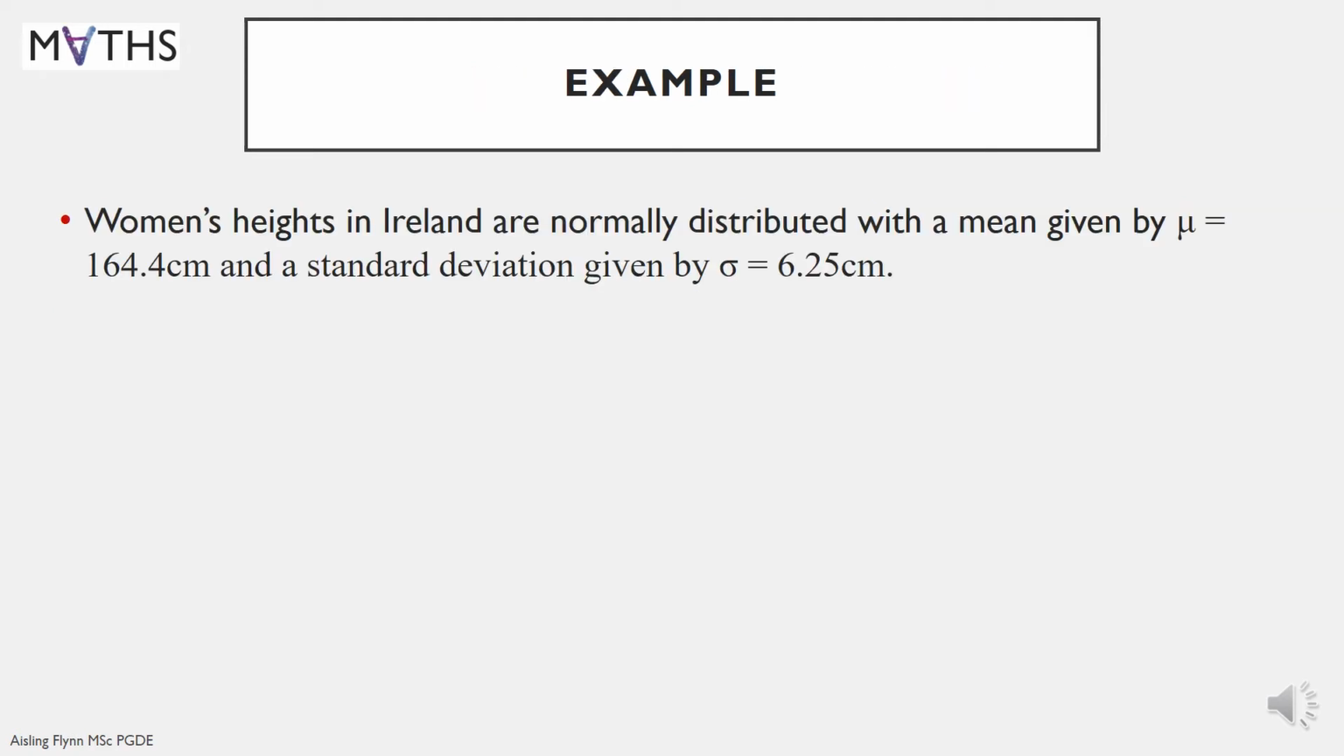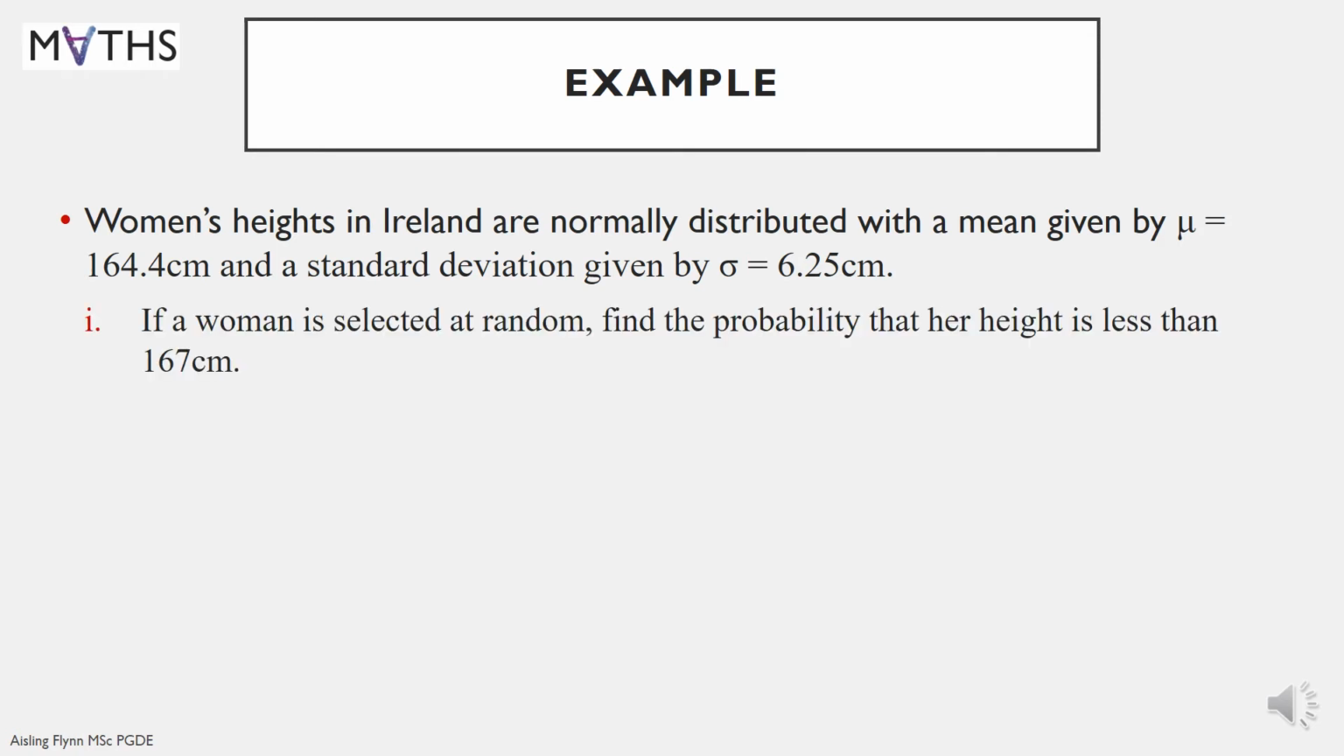So here's an example. Women's heights in Ireland are normally distributed with a mean given by mu equals 164.4 centimeters and a standard deviation given by sigma equals 6.25 centimeters. So that's a normal distribution. If a woman is selected at random, find the probability that her height is less than 167 centimeters. So this is a woman selected at random from the full population.